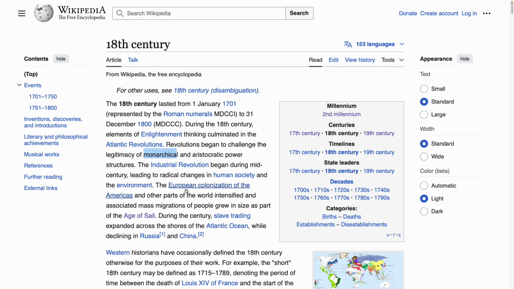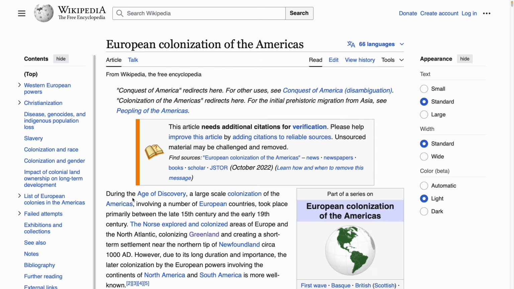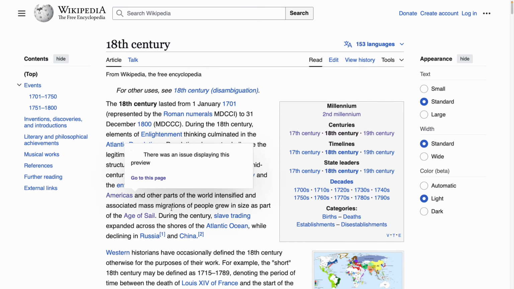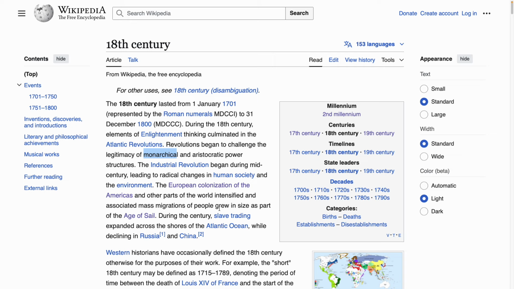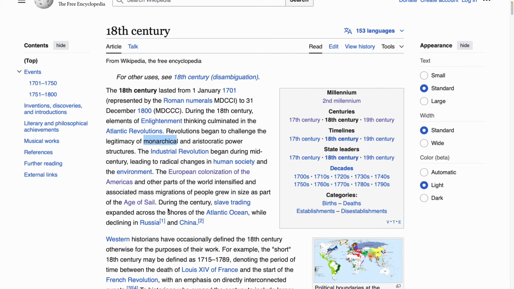The European colonization of the Americas and other parts of the world intensified, and associated mass migration of peoples grew in size as a part of the Age of Sail. During the century, slave trading expanded across the shores of the Atlantic, while declining in Russia and China.